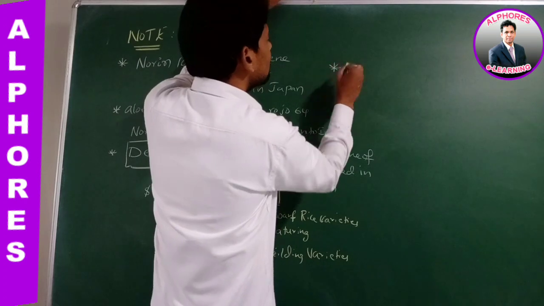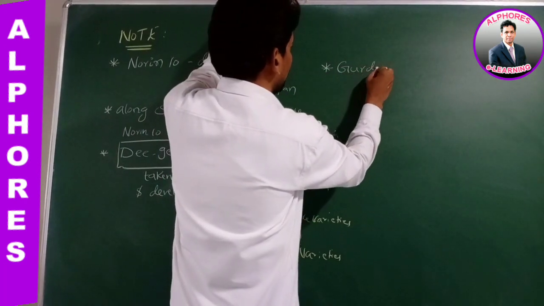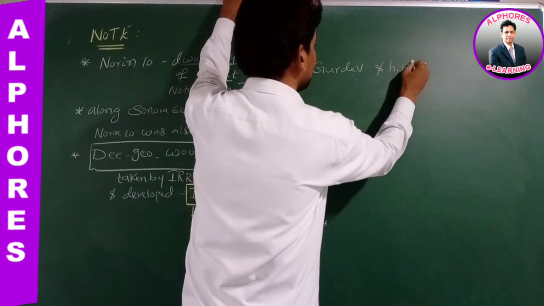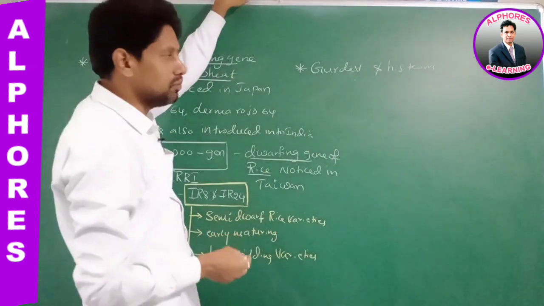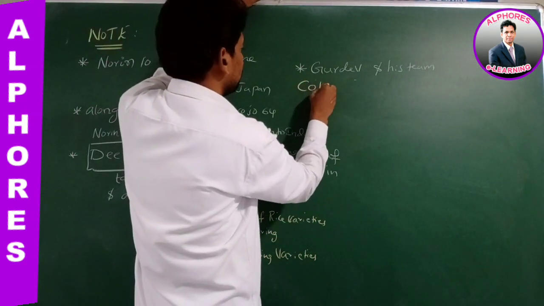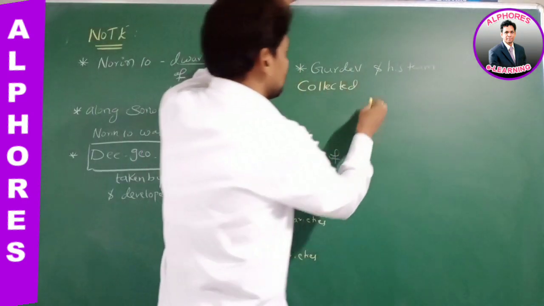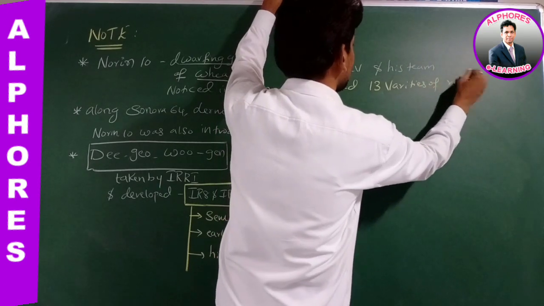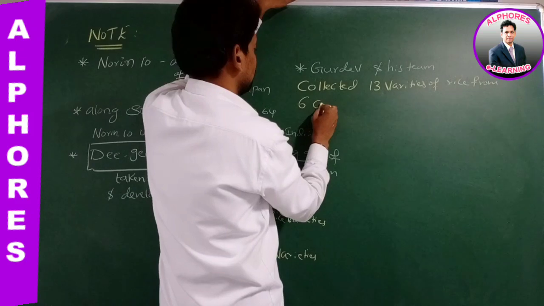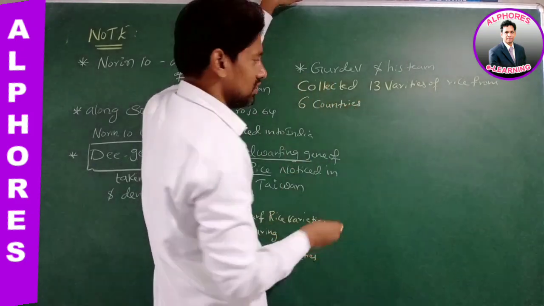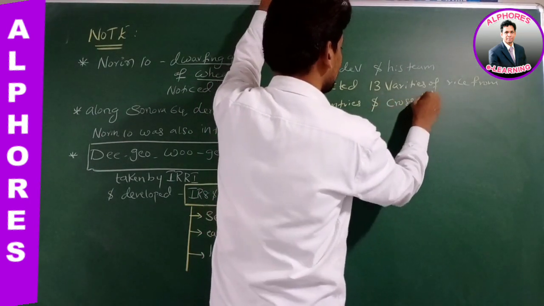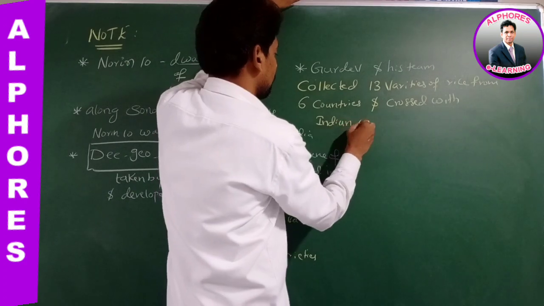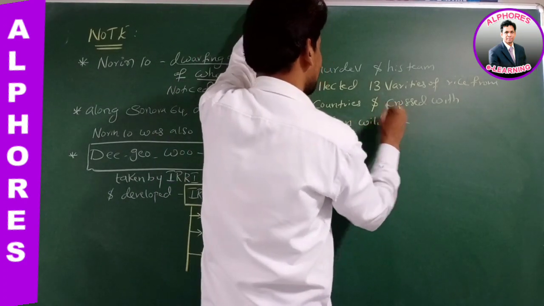Next, a scientist by the name of Gurudev. Gurudev and his team collected 13 varieties of rice from 6 countries and crossed them with Indian wild rice.